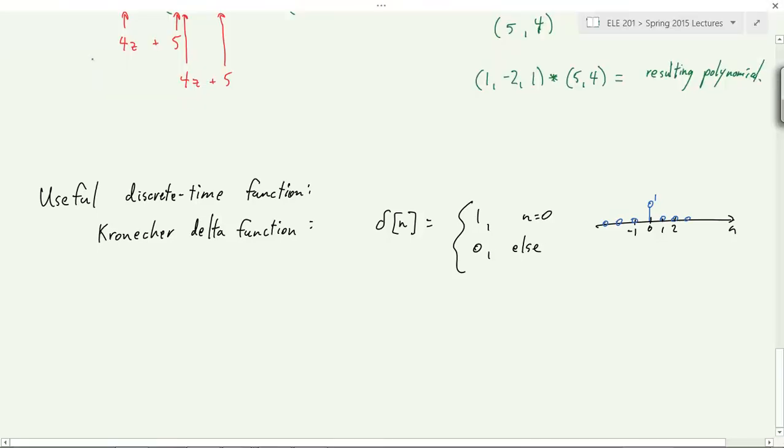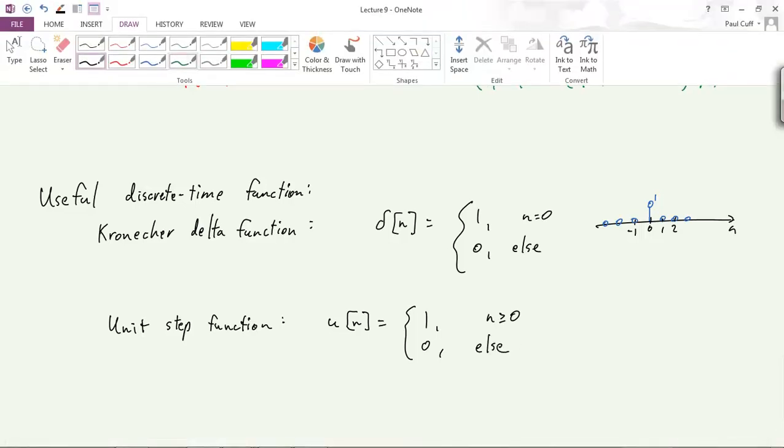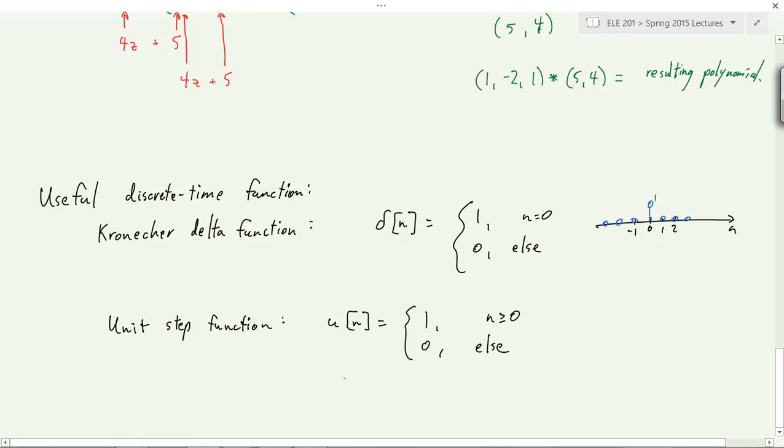Okay, how about the unit step function? We have this in continuous time, and I just want to emphasize one thing about it. We'll use the same notation here. u of n equals 1 if n is greater than or equal to 0, 0 else. One thing I want to emphasize is for discrete time functions, we care about each point. So u of 0 equals 1, that's important.